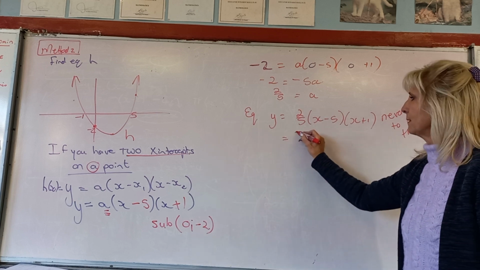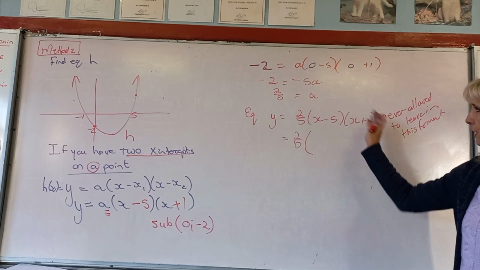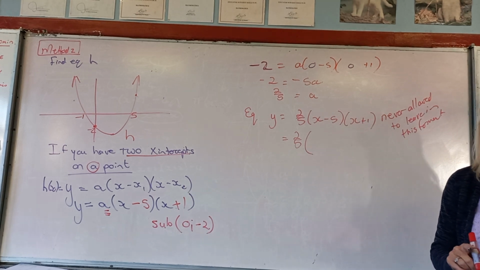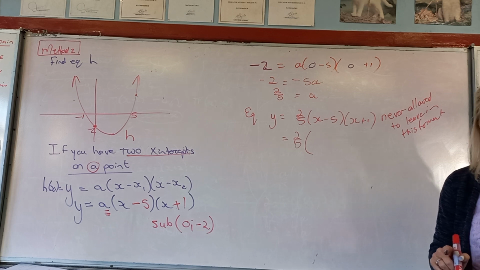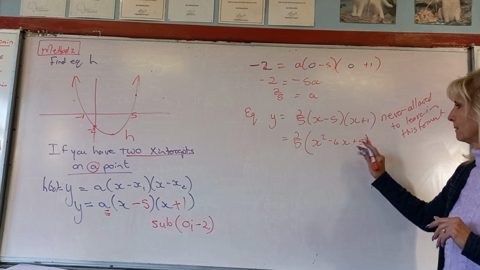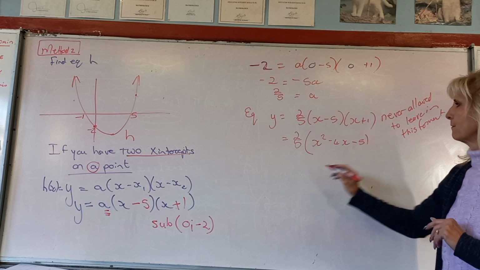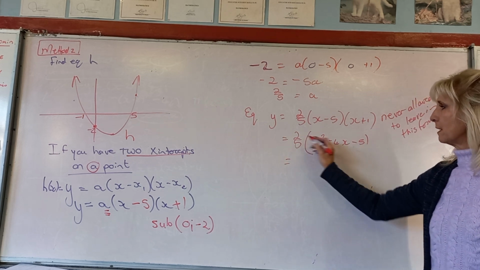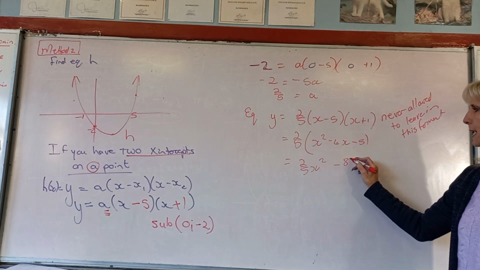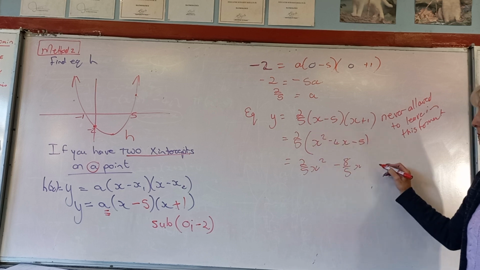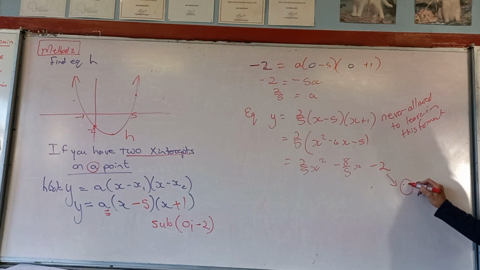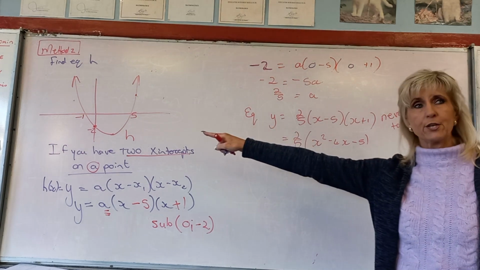How would I do that then? Old school. You're going to do the FOIL and then multiply in the 2 over 5. Please don't ever multiply in the 2 over 5 first. You were taught that long ago. First do the FOIL, and then you're going to multiply in that 2 over 5. And multiplying there gives me minus 8 over 5. And if you multiply there, you get negative 2. Why does that make me happy? Because there's a y-intercept. Confirmation of the y-intercept.